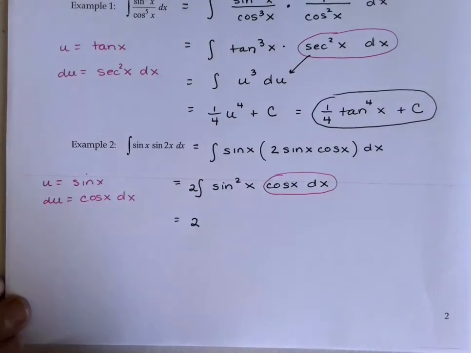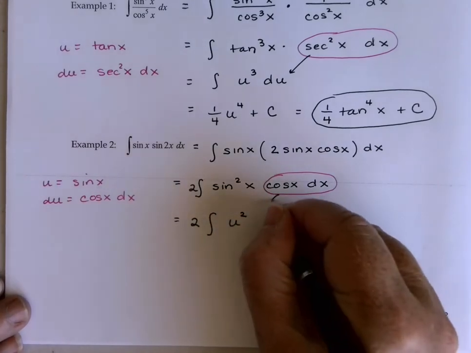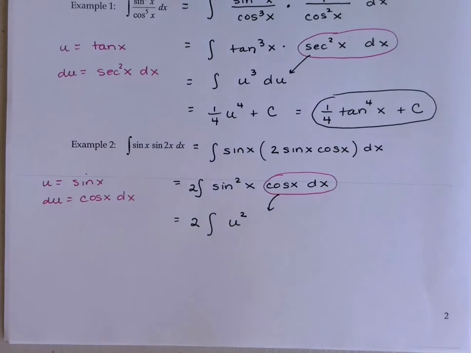So I've got my 2 out here. That will become u squared. And then all of this just becomes du.